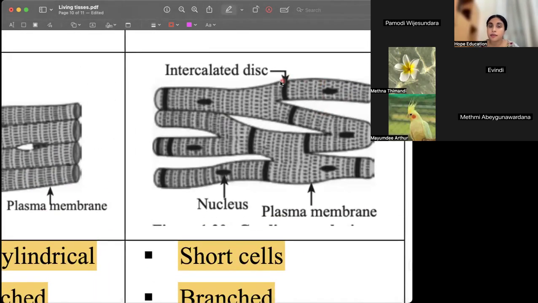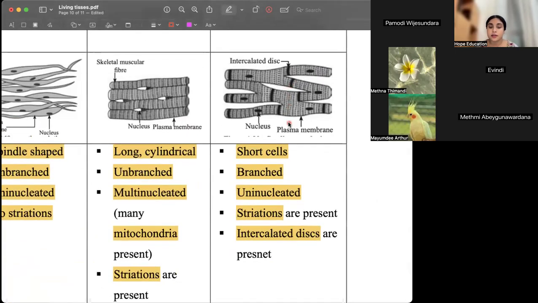An intercalated disc means that where cells separate, there is a somewhat thick disc. What that disc does is make contractions and relaxations convenient. That is, contractions and relaxations are easy to do with the intercalated disc. It makes the tissue stronger. Okay? So there are intercalated discs.